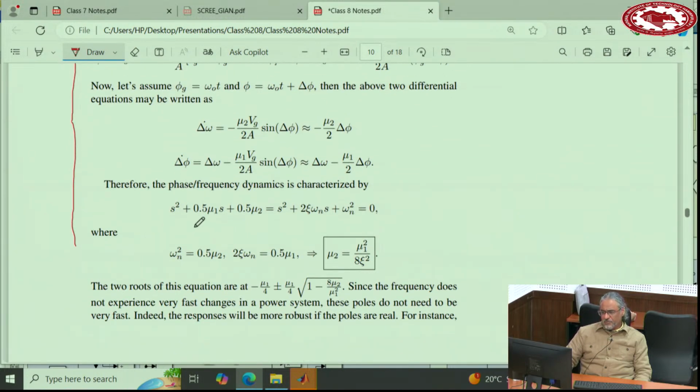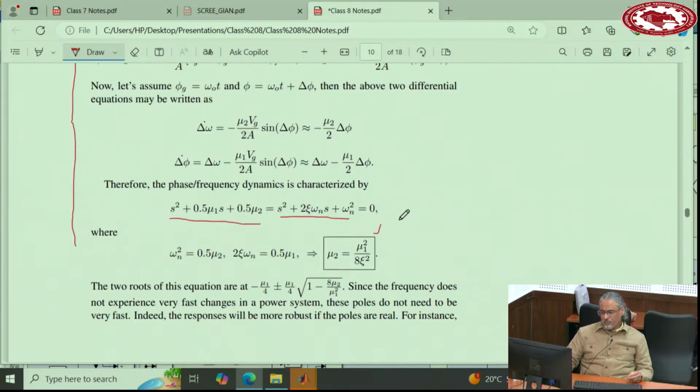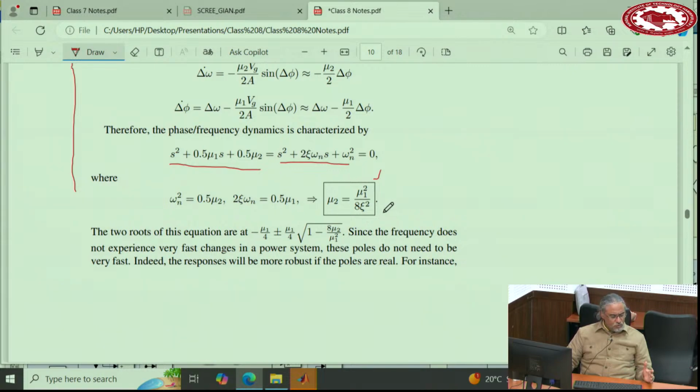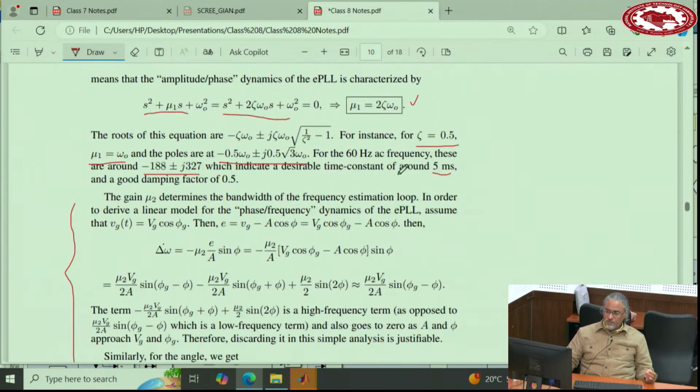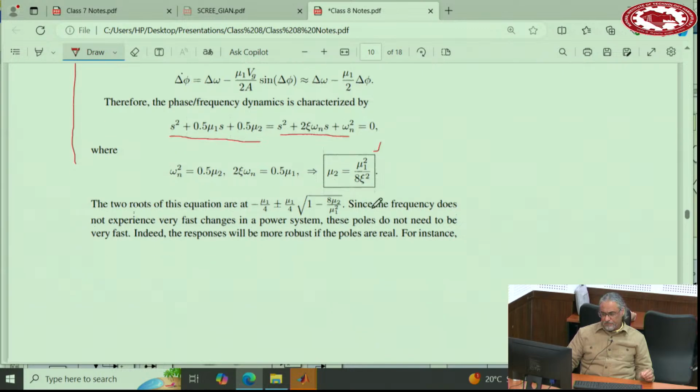So this is the Jacobian linearization of the frequency phase angle loop. And then you will find a transfer function. From this transfer function, you put it equal to the standard second order polynomial, and then you can find mu2. So mu1 and mu3, you put equal, and you design them from this equation. And for mu2, you design it here. You only need to choose two damping ratios: one damping ratio here for the magnitude and phase angle, and one damping ratio here for phase angle and frequency.